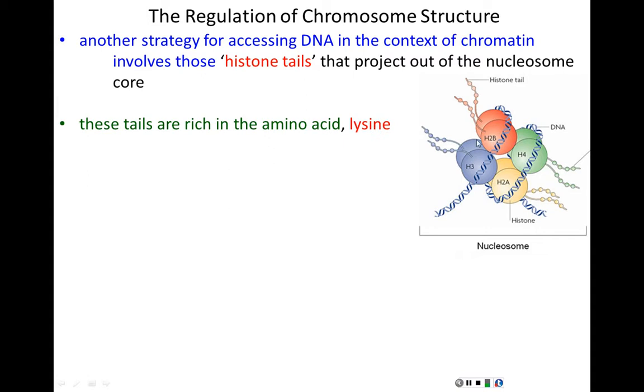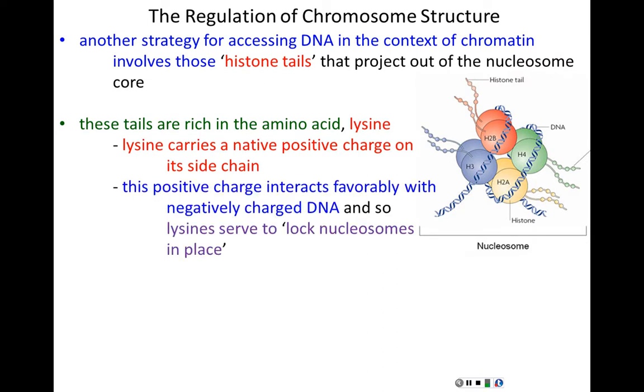These histone tails are very rich in the amino acid lysine. And the amino acid lysine is a positive amino acid. Lysine carries a positive charge on its side chain. Now remember, DNA is negative. So there are lysines in these tails, and those lysines interact favorably with the negative DNA. That favorable interaction between DNA and lysines serves to lock nucleosomes in place, make them very, very stable, and very, very hard to move.